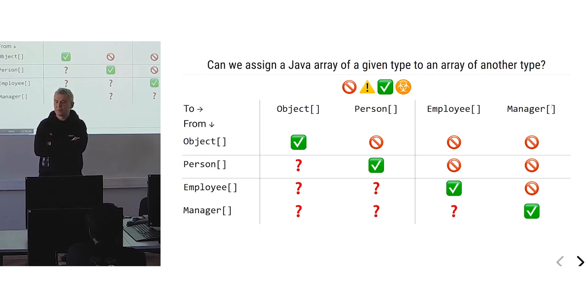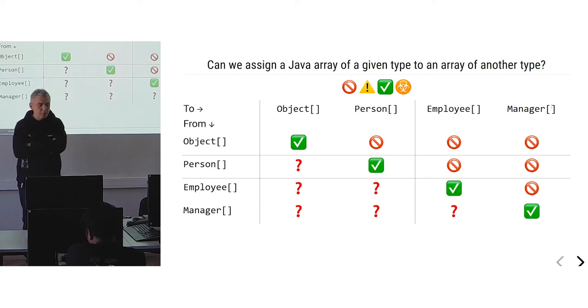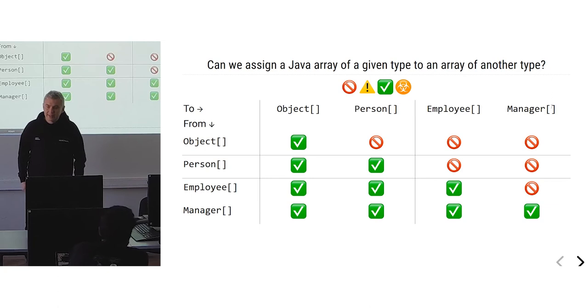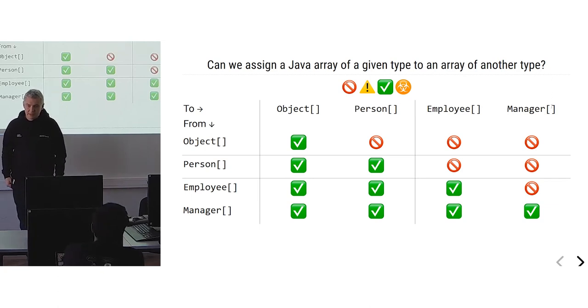We're talking about Java arrays, not collections. Ideas? Yes, because Employee is still a person, so why not treat an array of employees as an array of persons? If we are reading values, it will be safe, right? And yes, we can do this with Java arrays.